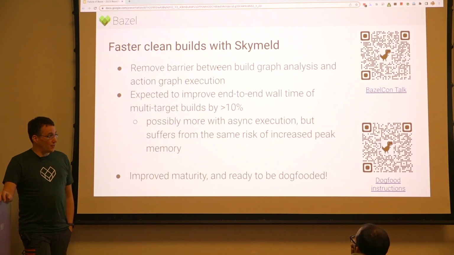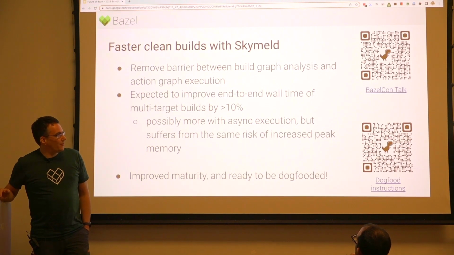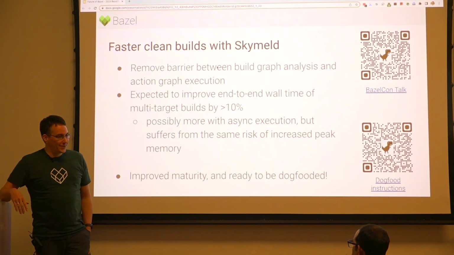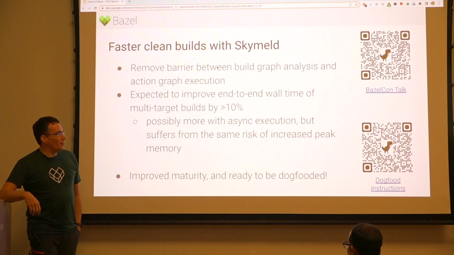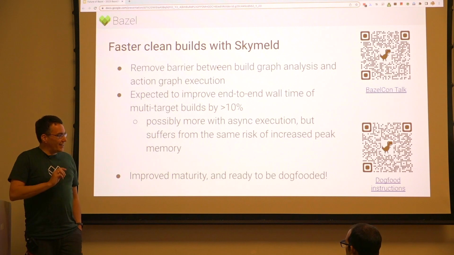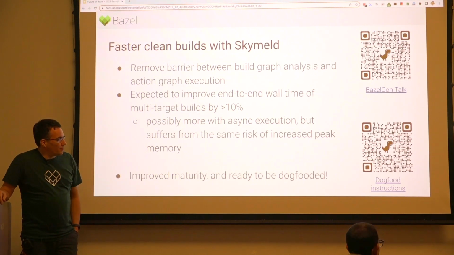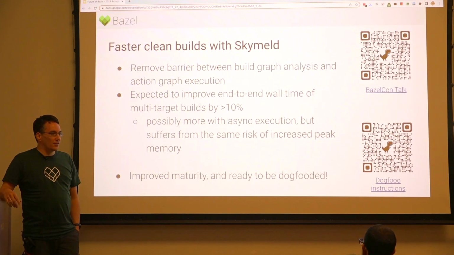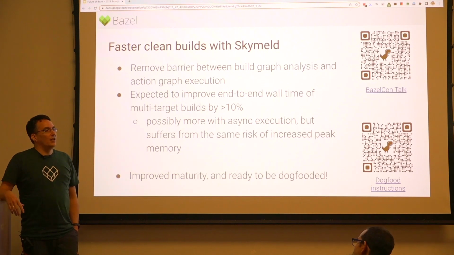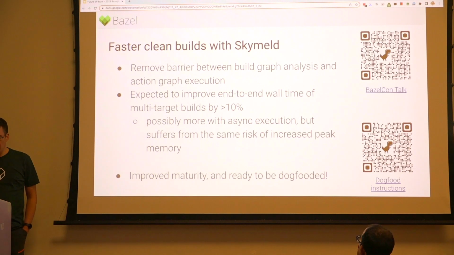Since the BazelCon talk, we ironed out a lot of corner cases. We actually ran SkyMelt with all our integration tests. We didn't do this before, and we filed like 50 bugs because of that. So we fixed all those 50 bugs, and now it should be ready for dogfooding. The bottom QR code has a link to a GitHub comment on how you can dogfood this and how you can report back what you should expect from SkyMelt. And yeah, just let us know how it works.